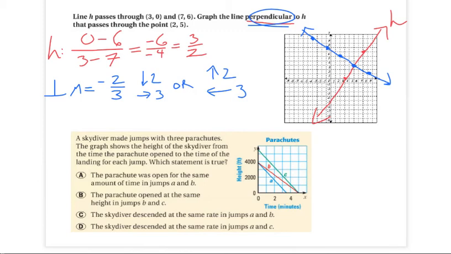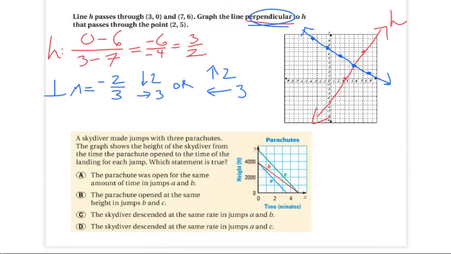In the next question, down below at the bottom of your screen, it talks about a skydiver that makes a jump with 3 parachutes. So there's the green, the red, and the blue version. The graph shows the height of the skydiver from the time the parachute opened, so it'd be right here along this side, to the time of the landing for each jump. When they land, think of their height as being at the ground, so that's where each line ends, and we need to decide which statement is true.